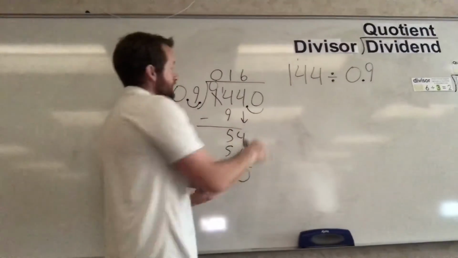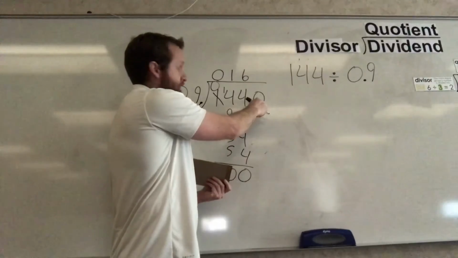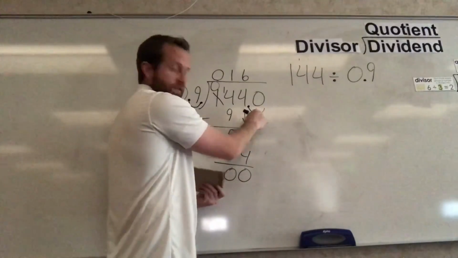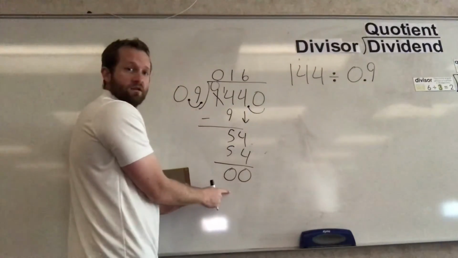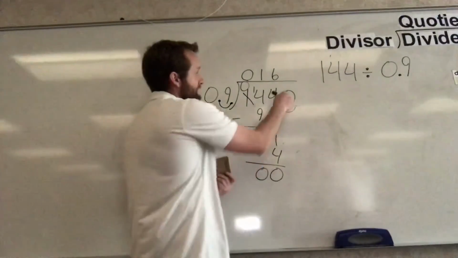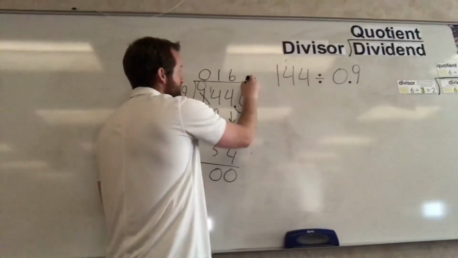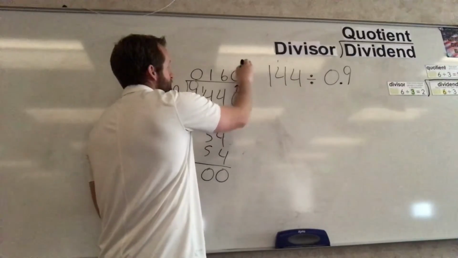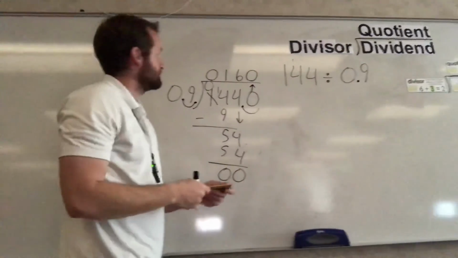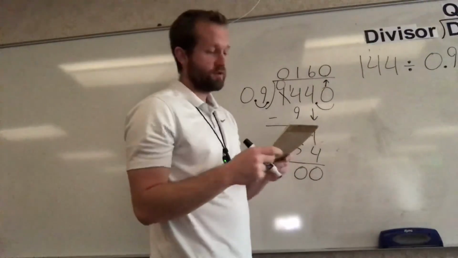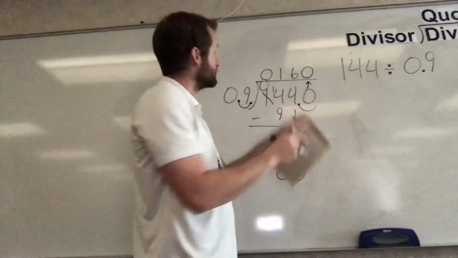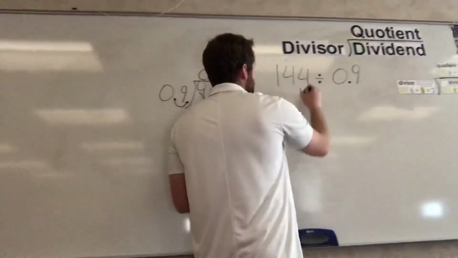Now, we've still got a 0 right here, right? We haven't done anything with this 0 in our dividend, but we've got nothing left here. So when that's the case, we are just going to take this last 0 right here, and it actually comes straight up into our quotient as well. So the answer is 160. 144 divided by 0.9 equals 160.